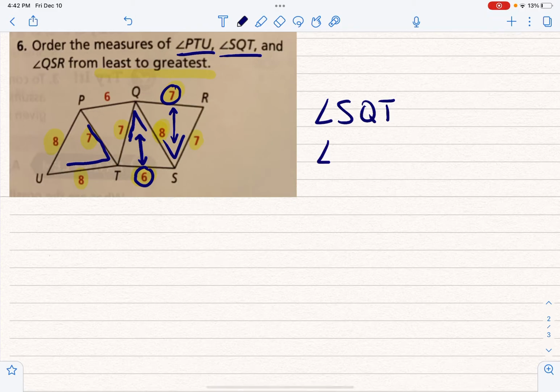So therefore, angle QSR is the next largest. And then 8 is the biggest side that's opposite of any one of these angles. So therefore, that's the biggest angle, and that's angle PTU.